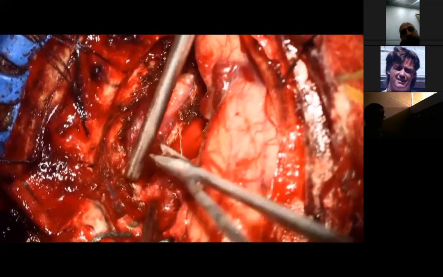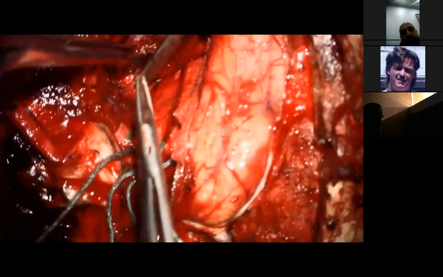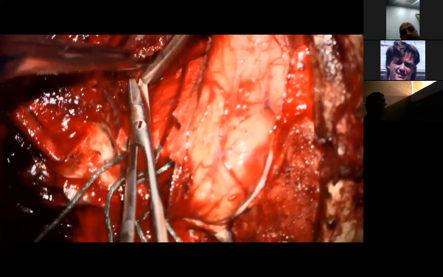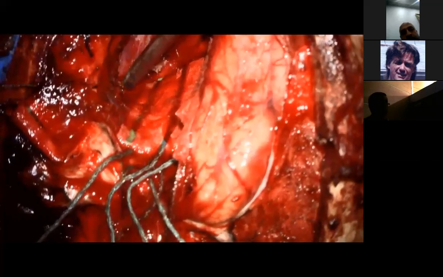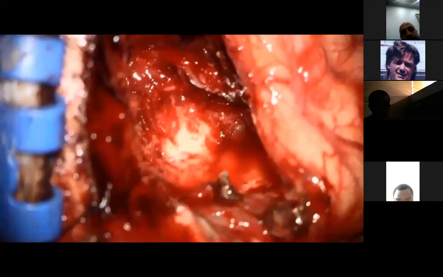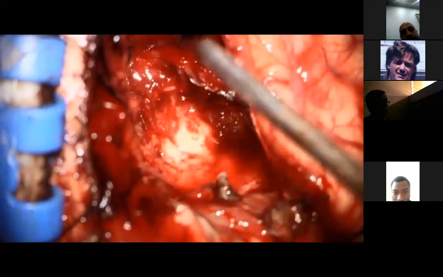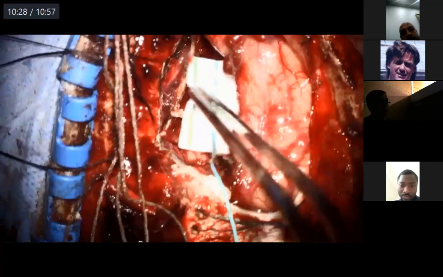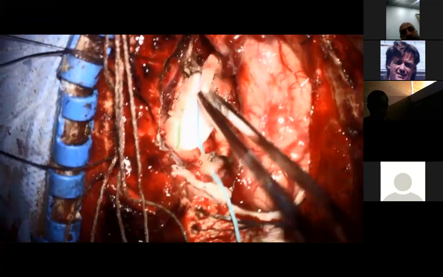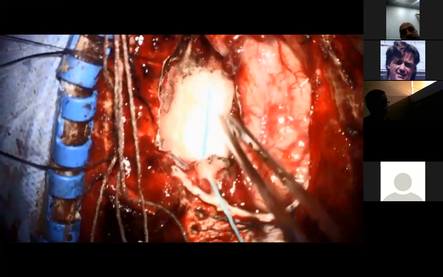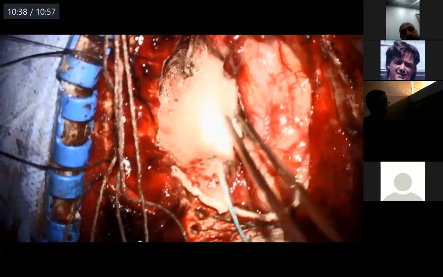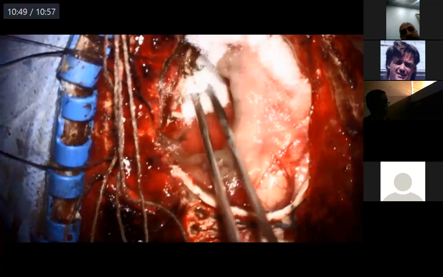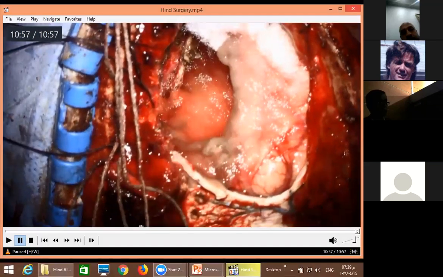So this is Simpson grade 1. Removing the tumor, the involved dura, the involved bone, and reconstruction of all these structures. You can see the anterior cerebral artery on the other side has been preserved. Hemostasis using hydrogen peroxide, and it's finished.